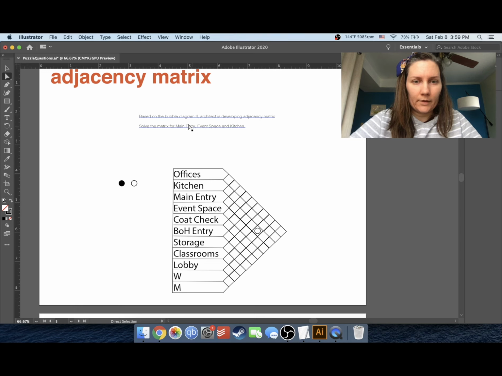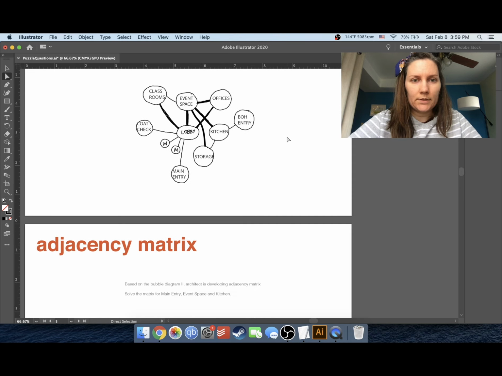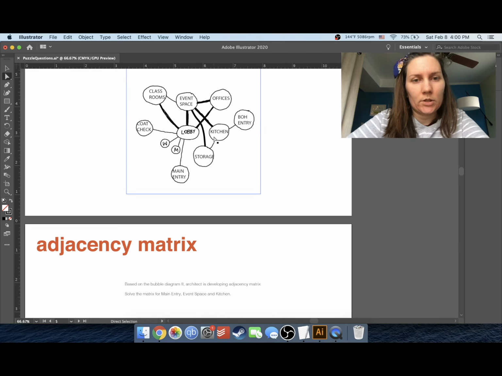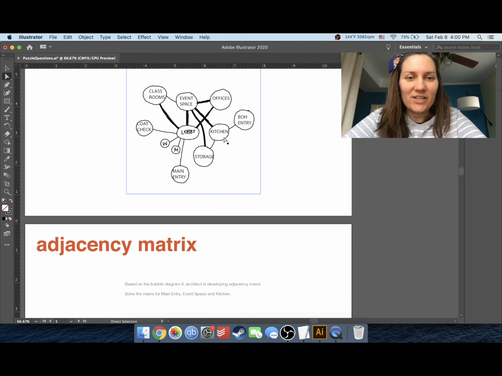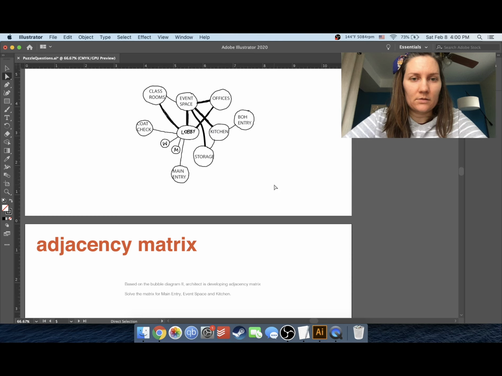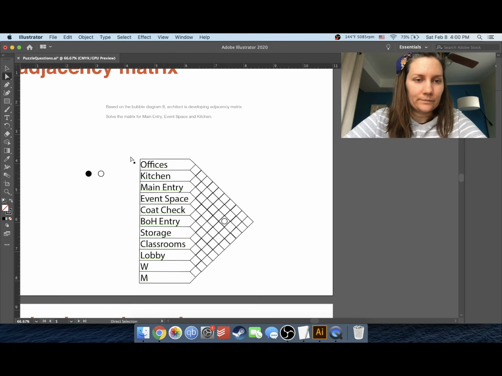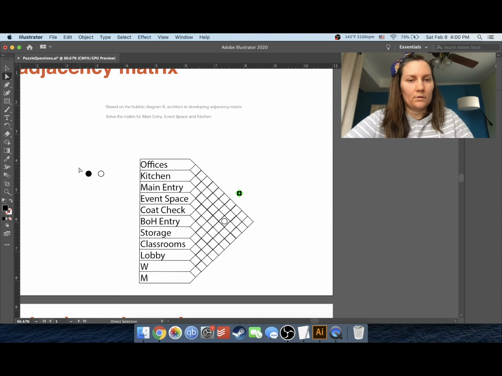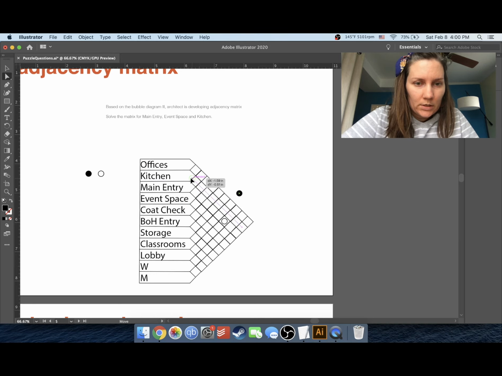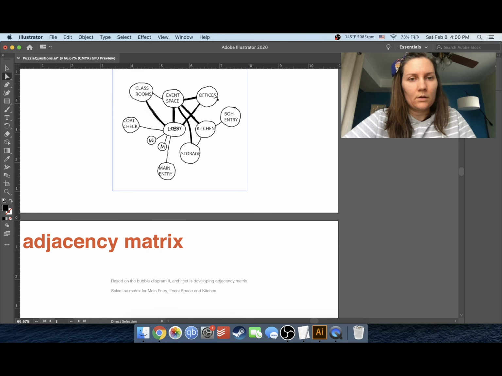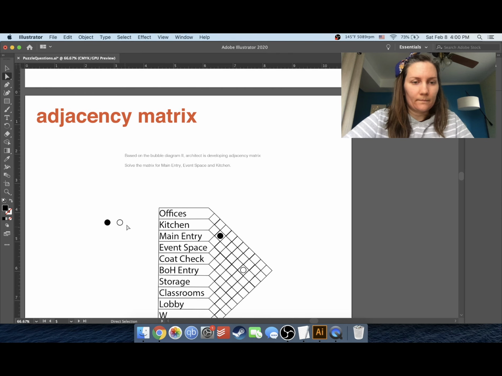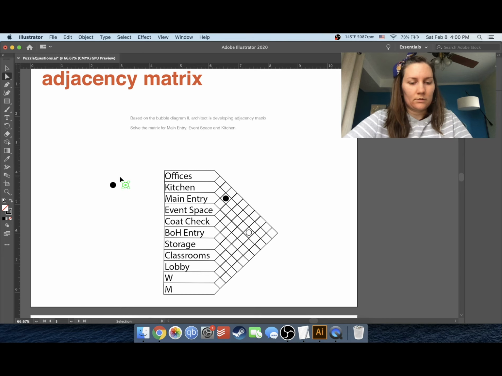Okay, then we're going to have event space and kitchen. Let's do kitchen first. It's a little simpler. So kitchen has immediate adjacency to event space. So let's do that one. Kitchen, event space. Okay, it's right there. And then not immediate adjacency to back of house entry. So kitchen, back of house entry is right here.